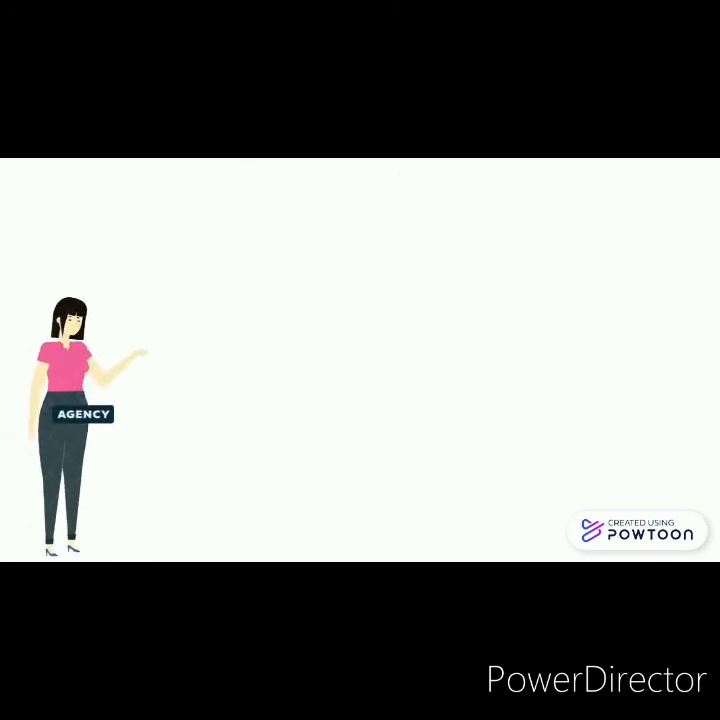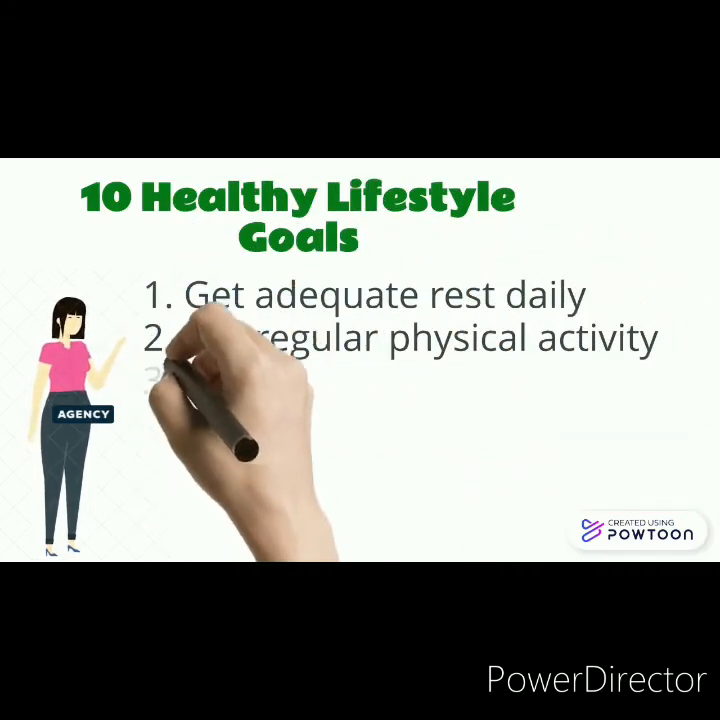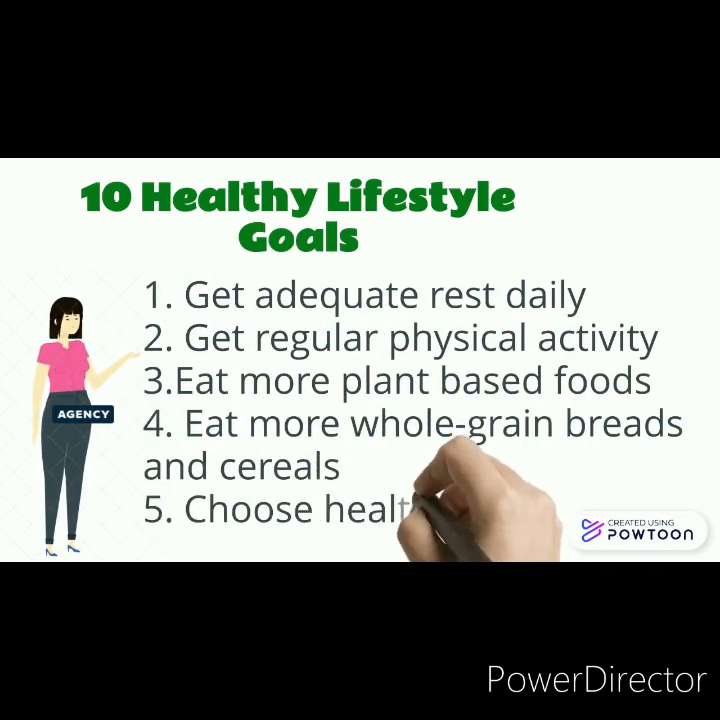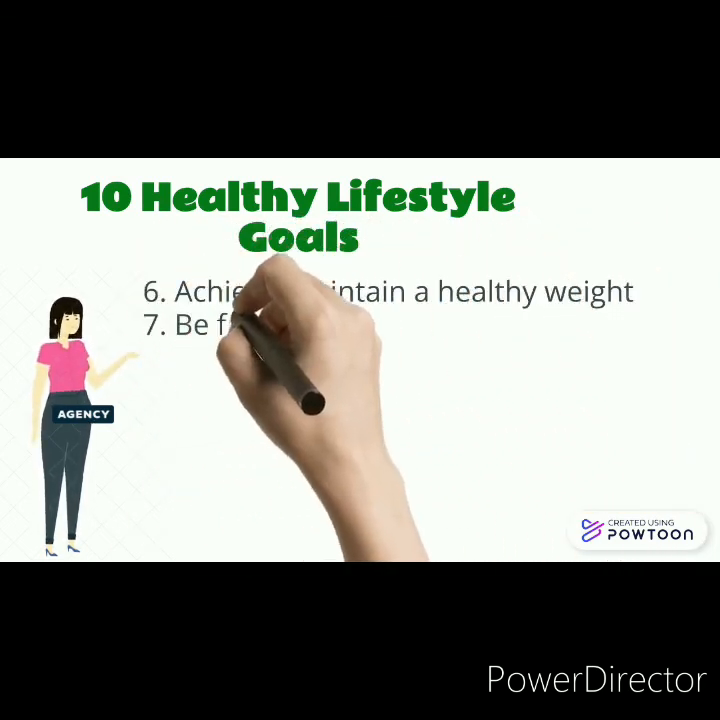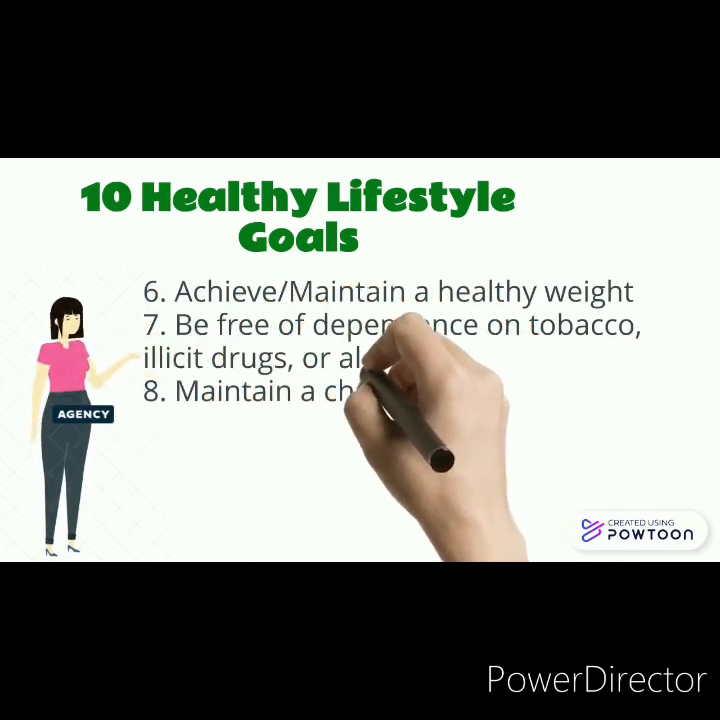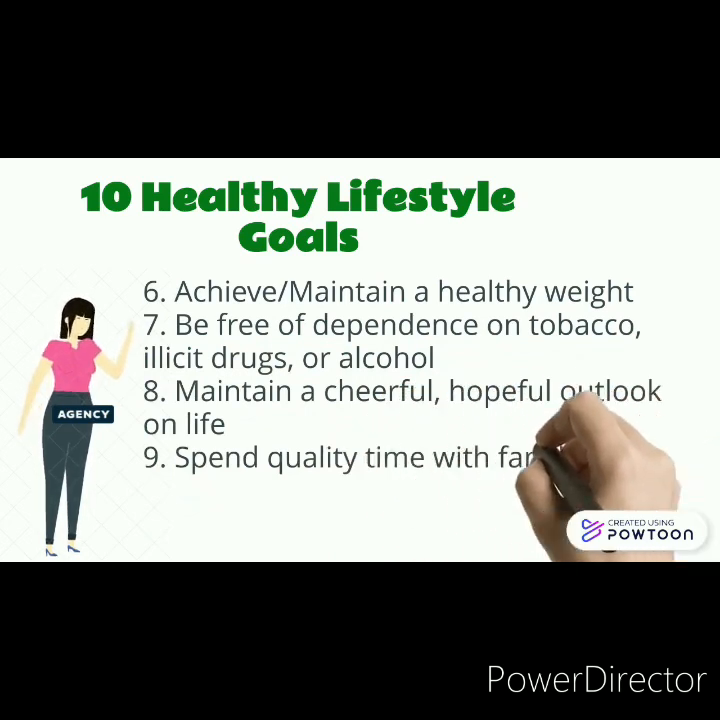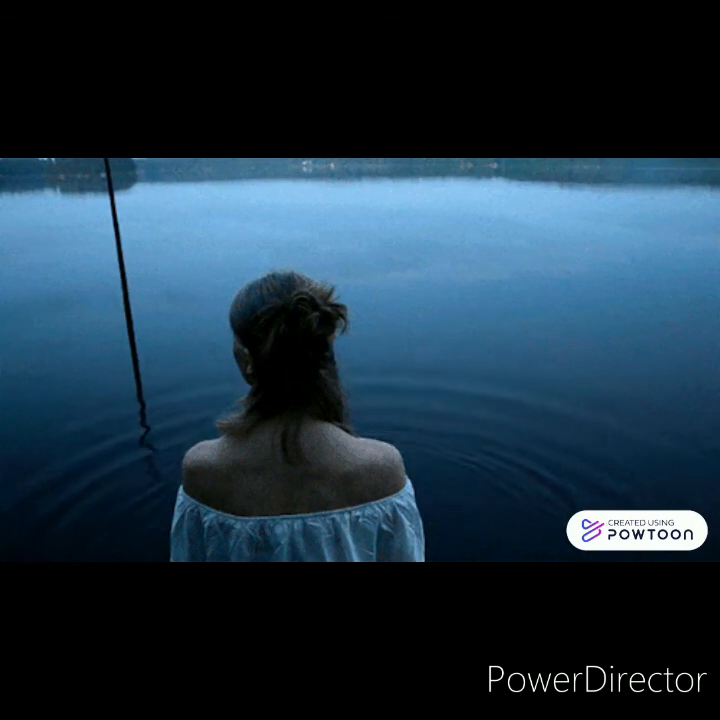But how can we prevent these diseases from happening? Here are the 10 healthy lifestyle goals you can follow. Get adequate rest daily, get regular physical activity, eat more plant-based foods, eat more whole grain foods, choose healthy fat. Achieve and maintain a healthy weight, be free of dependence on tobacco, illicit drugs, or alcohol. Maintain a cheerful, hopeful outlook in life, spend quality time with family and friends, take time daily for spiritual renewal.